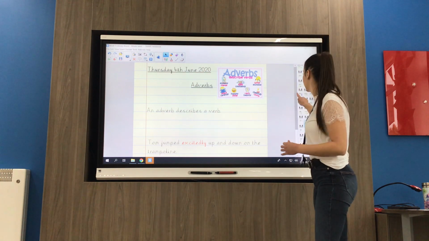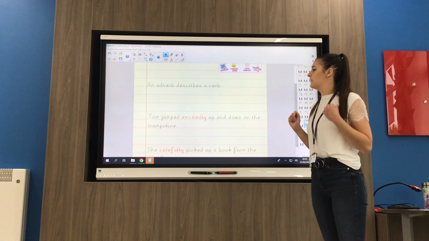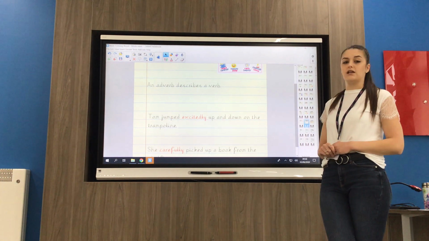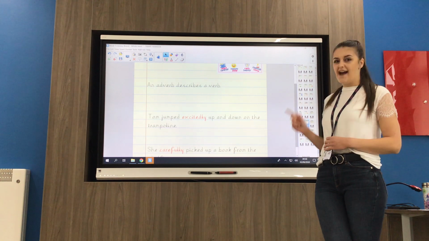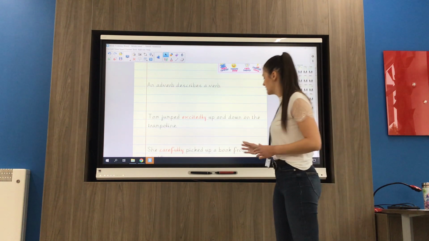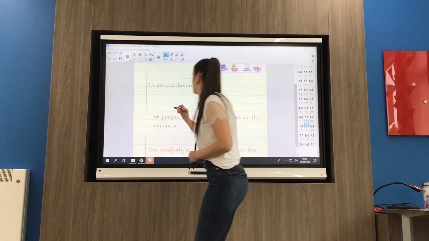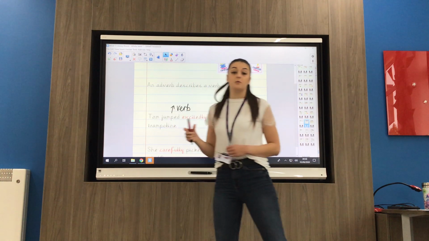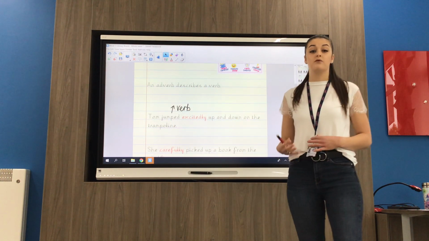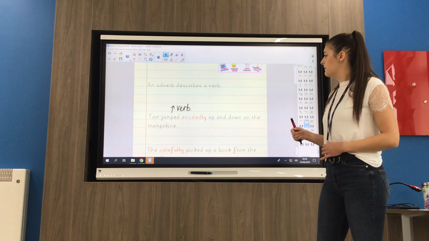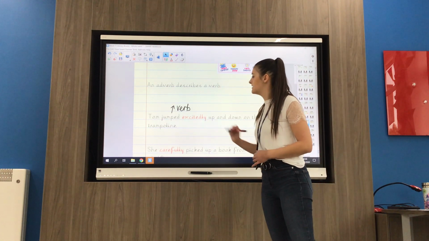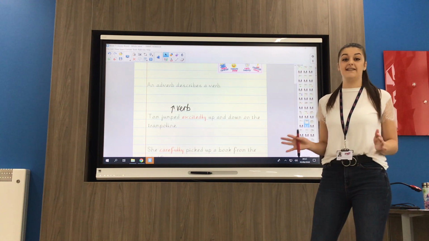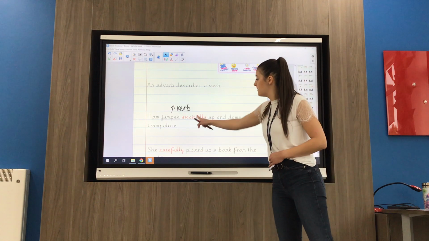So let's have a little look at this sentence. So we've got Tom jumped excitedly up and down on the trampoline. So if we find the verb, the action word in that sentence, a bit of action going on. Oh, that's jumped. So there's my verb. An adverb, which is another word class, another type of word, describes the verb. So have a look there, we've got the word excitedly in red. It tells me how Tom jumped up and down. He was excited when he did it. So that is my adverb.